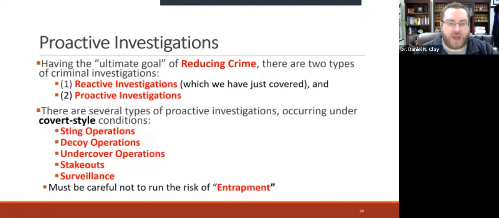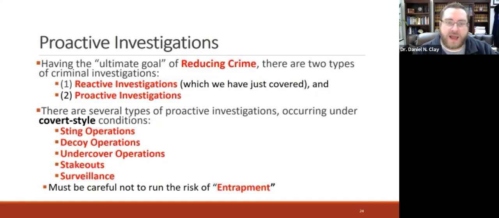Now, last class, we looked at reactive investigations, right? So remember, the ultimate goal in investigations is actually to reduce crime. It's not necessarily to solve it. The ultimate goal is to reduce it, which is a big takeaway, right? Obviously, the more we solve, theoretically, the more we're going to reduce. So that's what gives us the motivation to solve them, but the ultimate goal is to reduce crime.